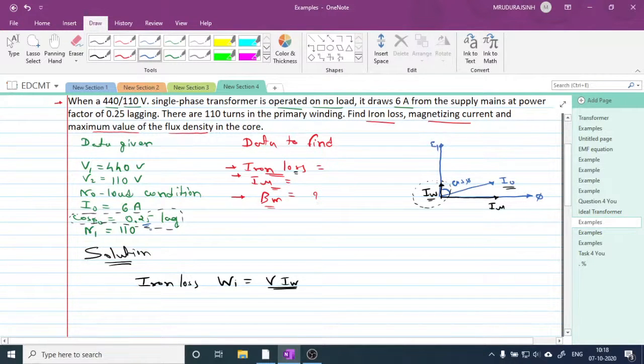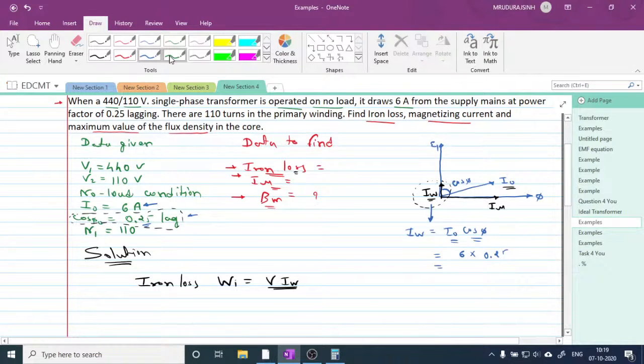What is I0? The value of I0 is 6 ampere. What is cos phi? It is 0.25. So if we place these values, 6 ampere multiplied by 0.25, then by calculating it, 6 multiplied by 0.25 gives us 1.5, right? So the IW is 1.5 ampere. So now from this we can get the iron losses.